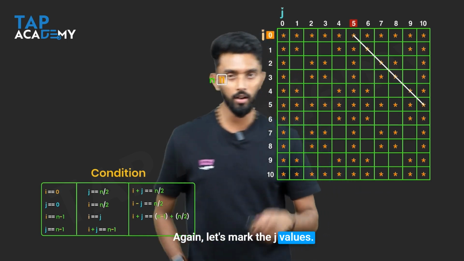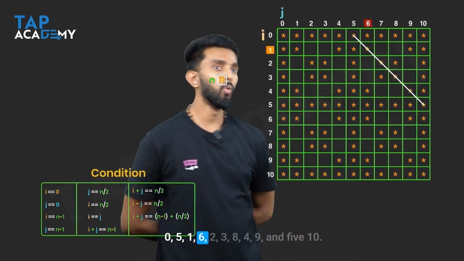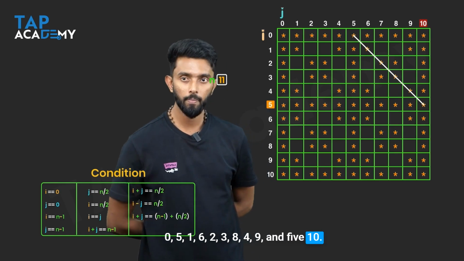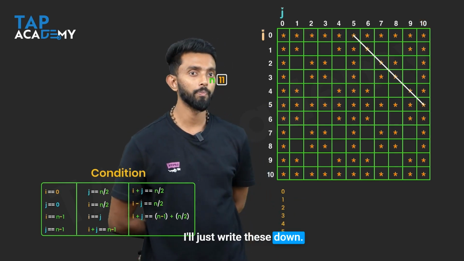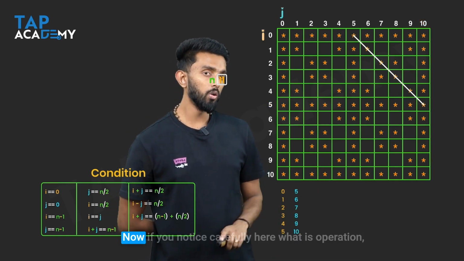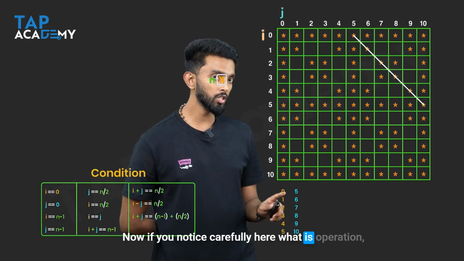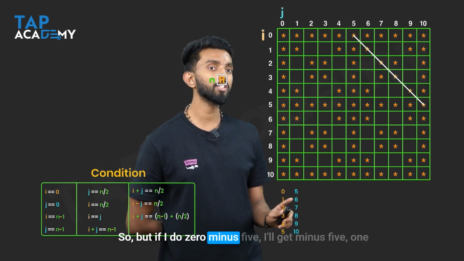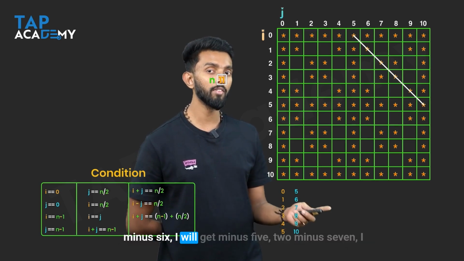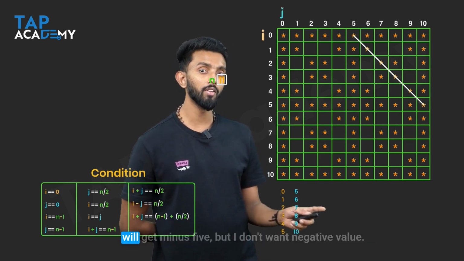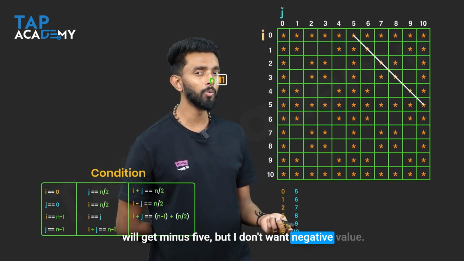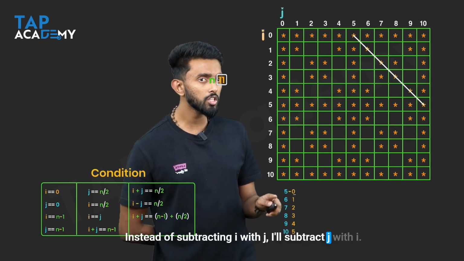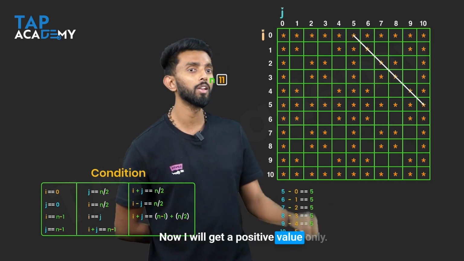Again, let's mark the j values 0, 5, 1, 6, 2, 7, 3, 8, 4, 9 and 5, 10. I'll just write these down. Okay. Now, if you notice carefully, here what is the operation which will give a common value? Subtraction. But if I do 0 minus 5, I'll get minus 5. 1 minus 6, I will get minus 5. 2 minus 7, I will get minus 5. But I don't want negative value. So what I'll do is, instead of subtracting i with j, I'll subtract j with i. That's it. Now I will get a positive value only.